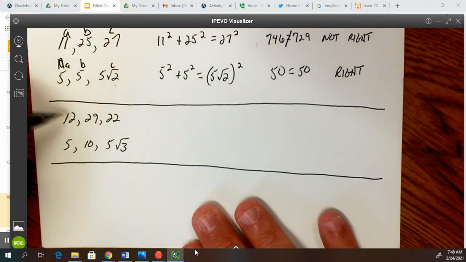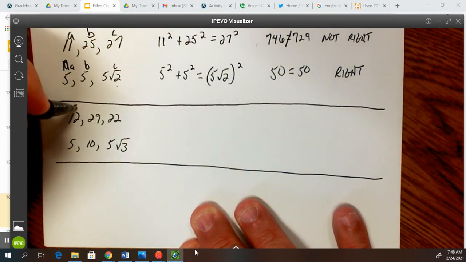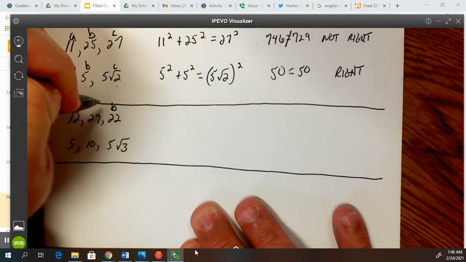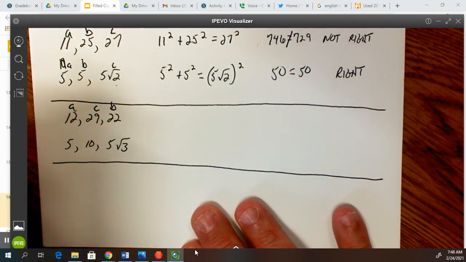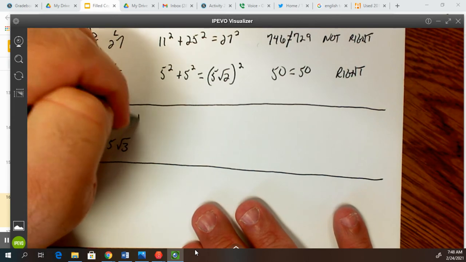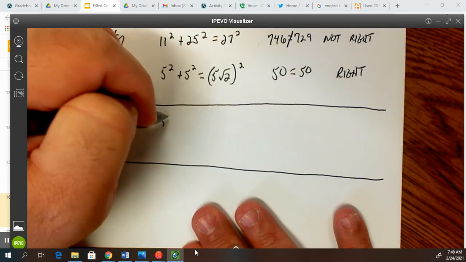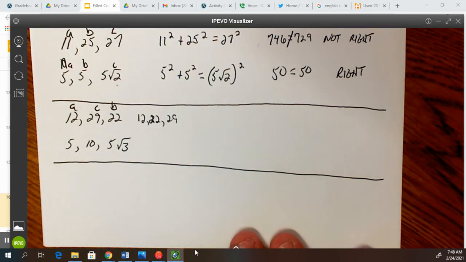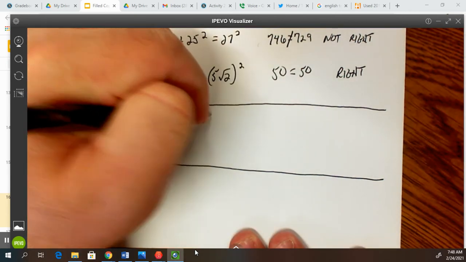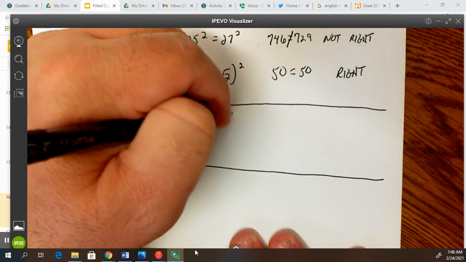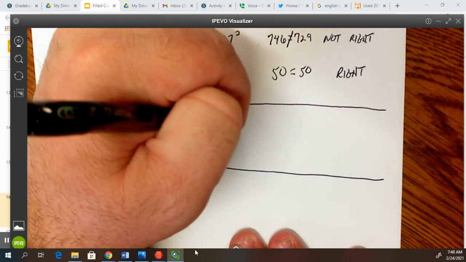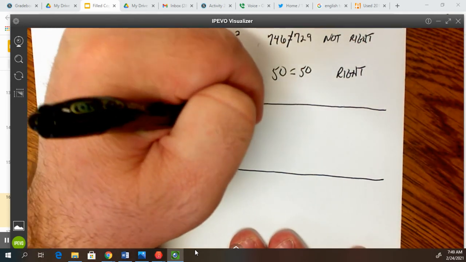Now, notice these are out of order. So this is A, this is B, and this is C. You can't just write it down. If you want to rewrite them, 12, 22, and 29 in order to help you out, then that's what I do. 12 squared plus 22 squared. Is that less than 29 squared?